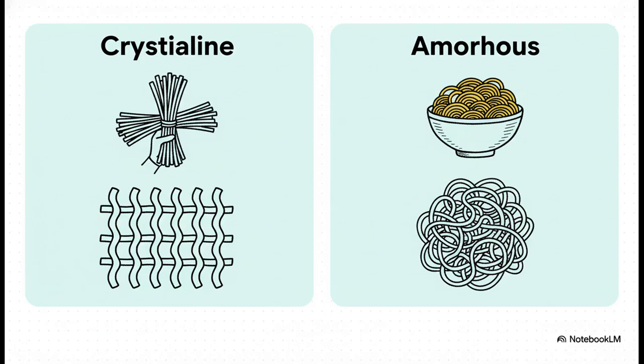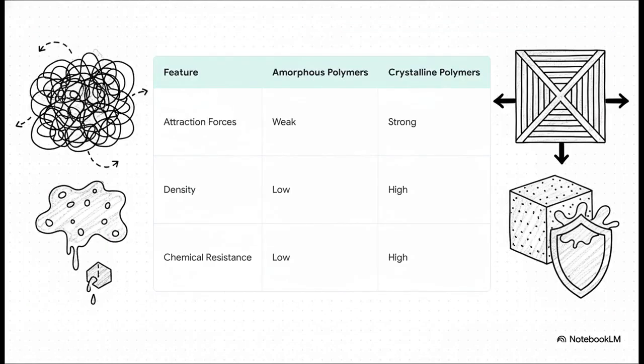On one side, you've got crystalline regions. This is where the chains are packed together, super orderly, perfectly parallel, kind of like a neat bundle of uncooked spaghetti. But then you have the amorphous regions. This is total chaos, where the chains are all tangled up with no order at all, just like a messy bowl of cooked spaghetti.